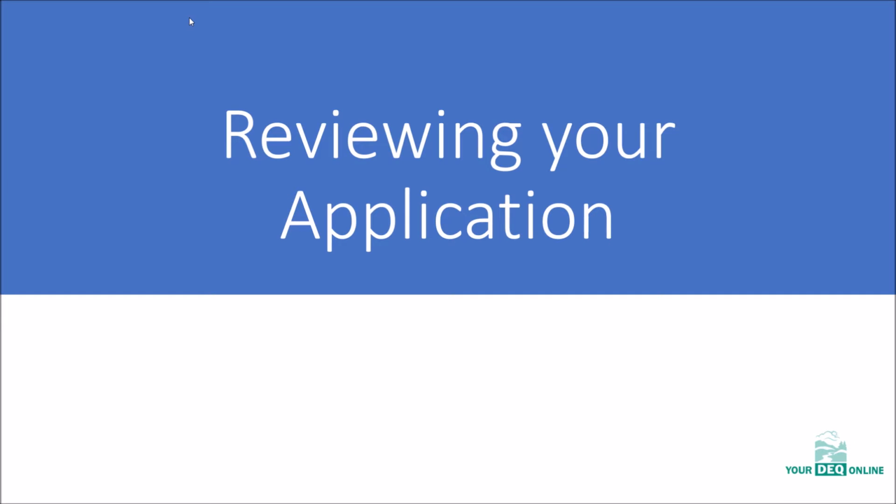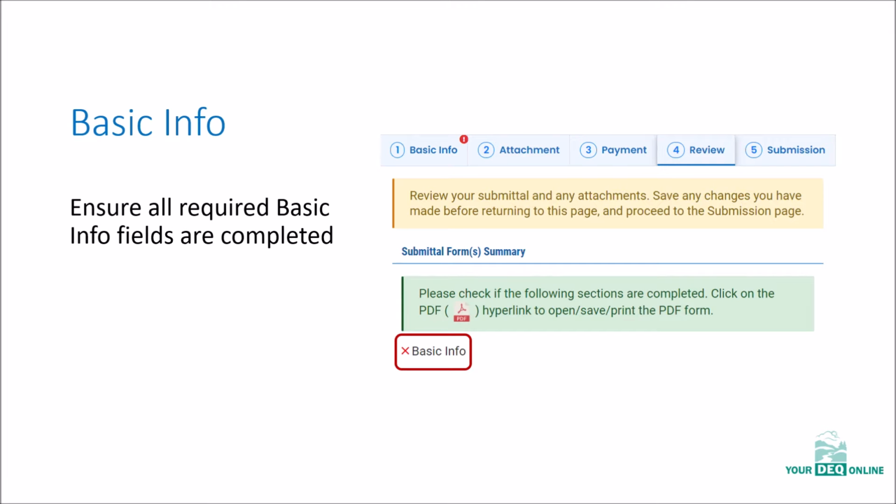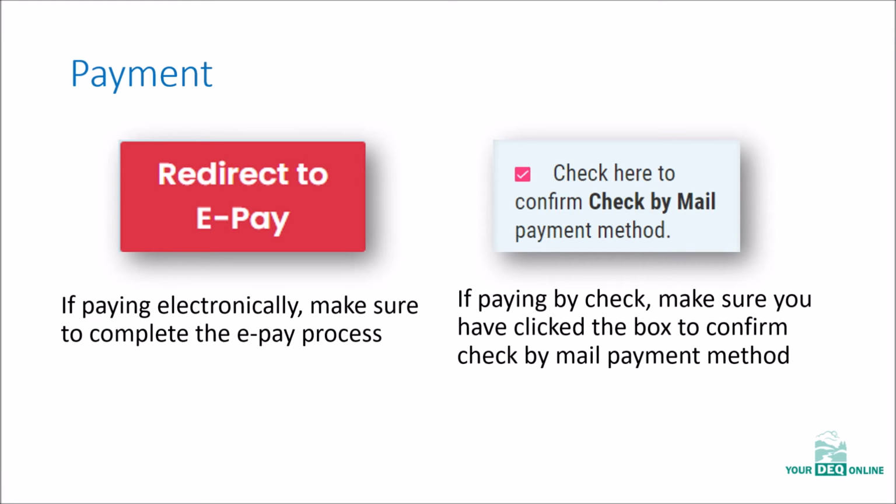Reviewing your application. The next step in the application process is to review the basic info, attachments, and payment to make sure everything is complete. For basic info, make sure all the required fields have been completed and make updates and corrections as needed. When reviewing payment, make sure that if you're paying electronically, you've completed the ePay process, and if you're paying by mail, make sure the Check by Mail payment method box is selected.